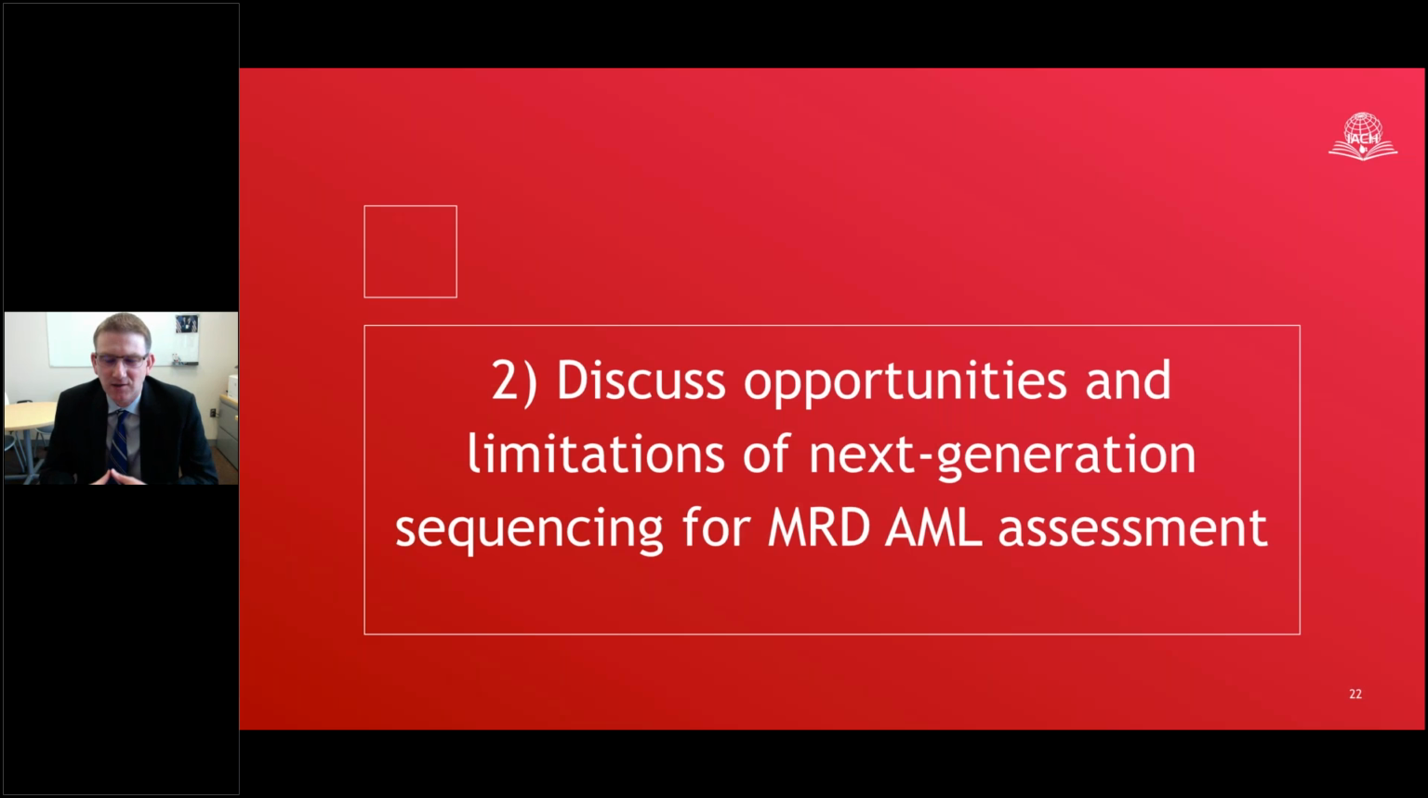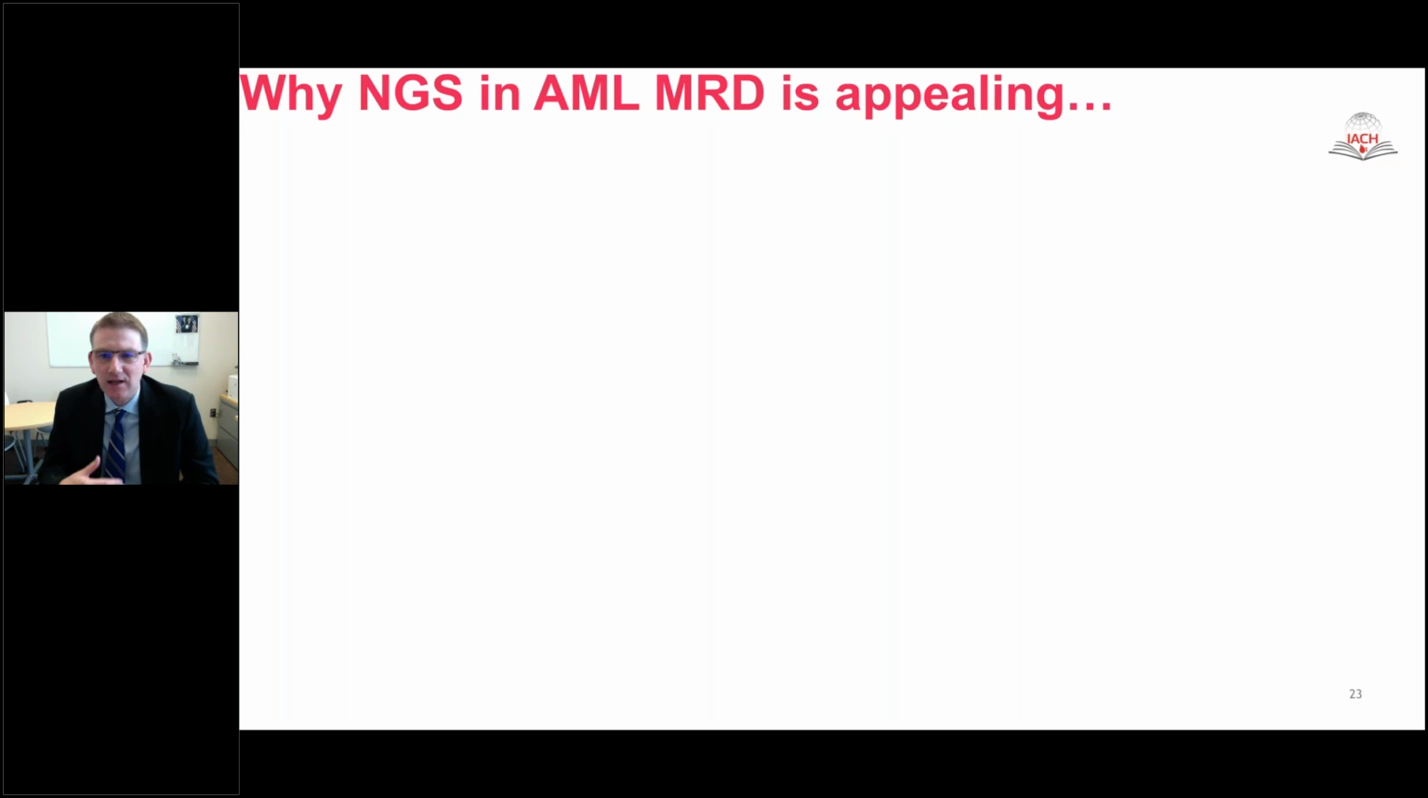There's great interest in adopting this same next generation sequencing technology to the tracking of measurable residual disease, but clinically we're just not there yet, and I'm going to explain to you why that is. So firstly, why NGS in AML MRD is appealing.